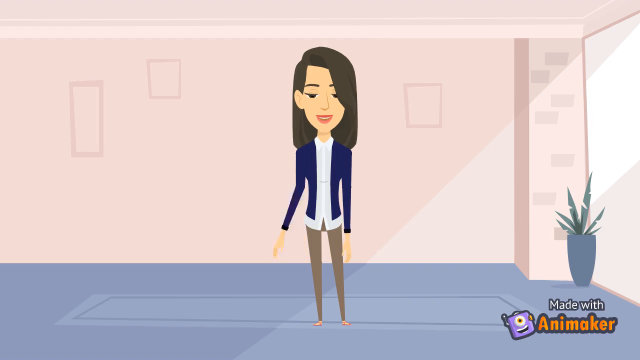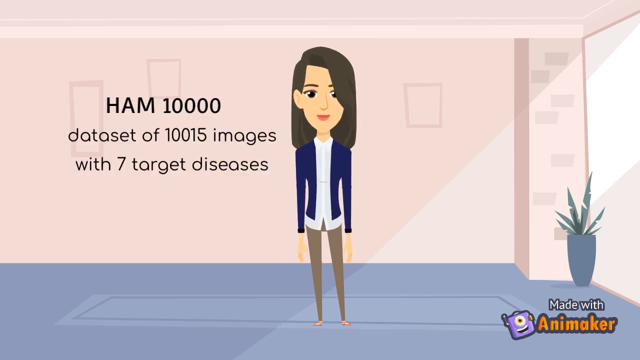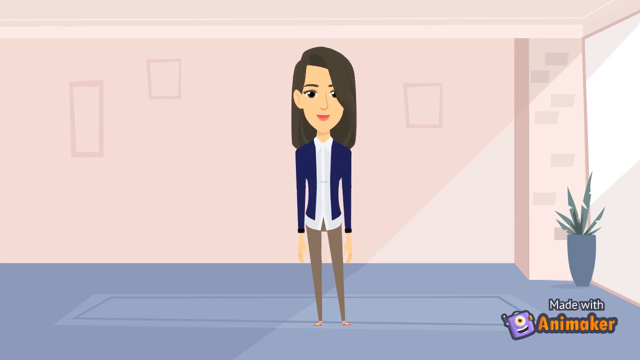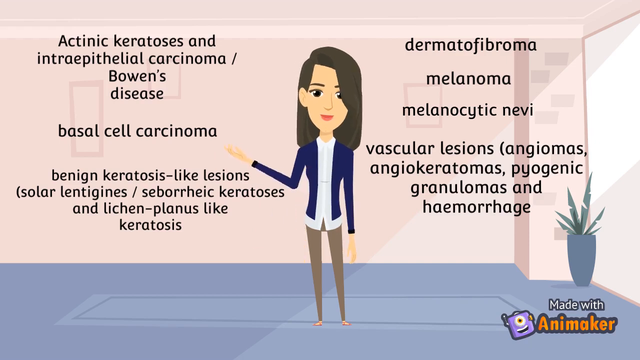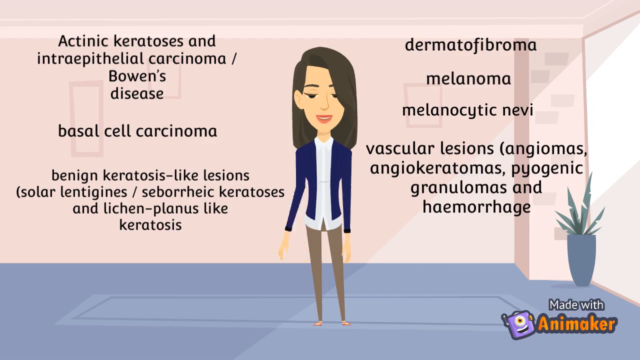type. Coming to the data collection of various skin diseases, we have used the HAM 10,000 dataset, that is Human Against Machine, with 10,000 training images. The dataset consists of 10,015 dermoscopic images of 7 target diseases such as actinic keratosis and intraepithelial carcinoma, Bowen's disease, basal cell carcinoma, benign keratosis-like lesion, solar lentigo, seborrheic keratosis, and lichen planus-like keratosis, dermatofibroma, melanoma, melanocytic nevi, and vascular lesions, angiomas, angiokeratomas, pyogenic granulomas, and hemorrhage.